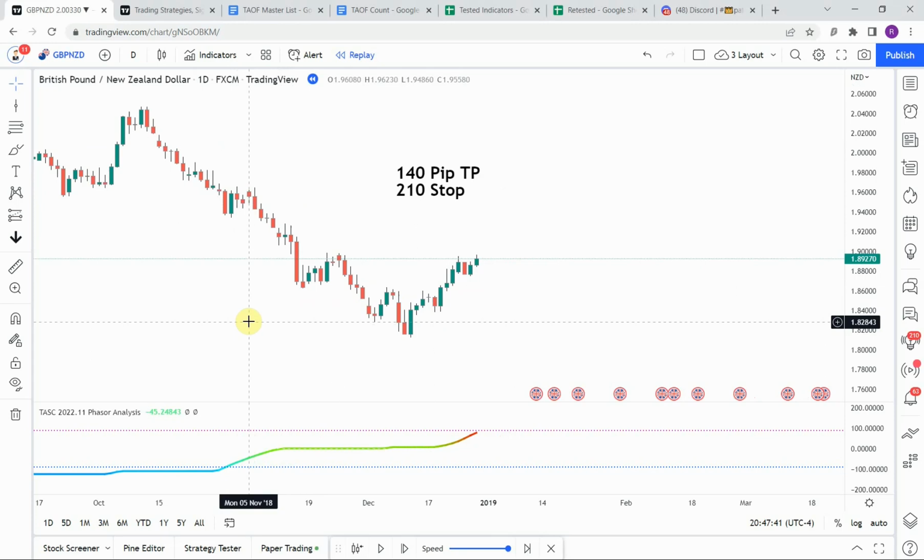Today, we will be testing the Phasor analysis indicator.